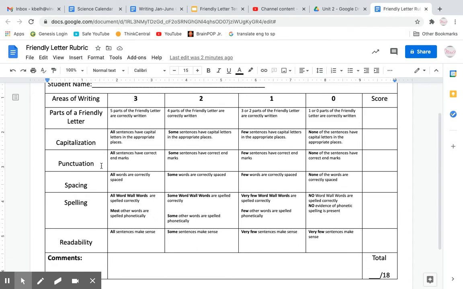Punctuation. That means, do you have the right end marks? Did you remember to put periods at the end of regular sentences? Did you remember question marks when you ask a question? Do you have commas where they need to go?